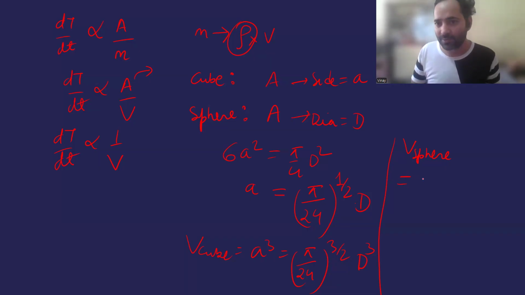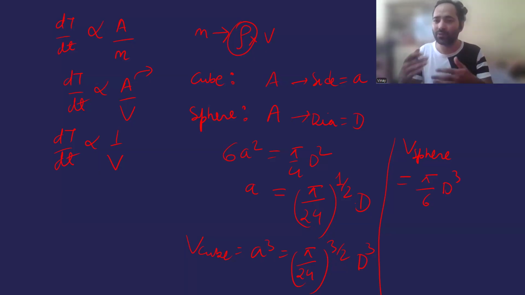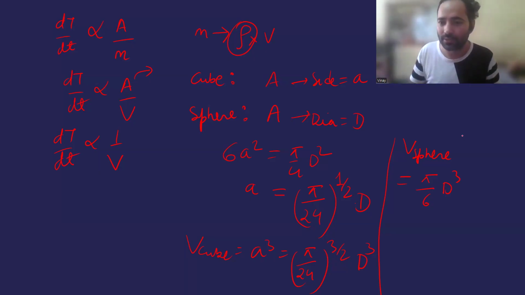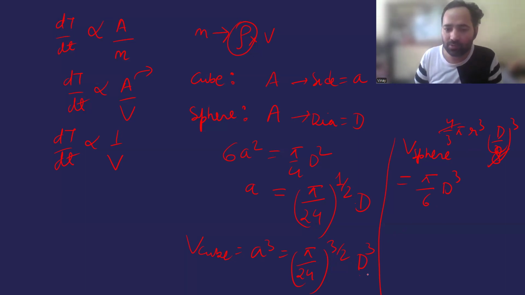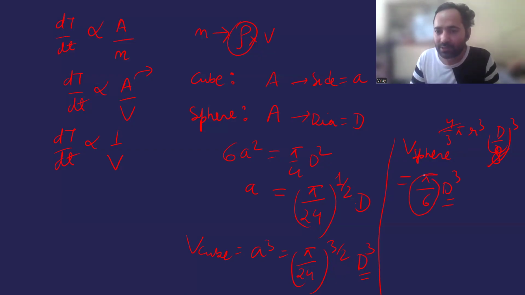Fine. What will the volume of the sphere be? Pi by 6 d cubed, right? 4 by 3 pi r cubed, and then you convert r into d. r cubed, r you can write as d by 2 whole cubed, this is d cubed by 8, and then 4 by 3 times 1 by 8 gives pi by 6 d cubed. Now tell me one thing: d cubed is the same. We are trying to compare the volume of both bodies, cube and sphere. Which factor is more? This is pi by 6.